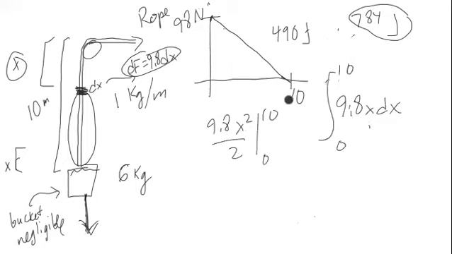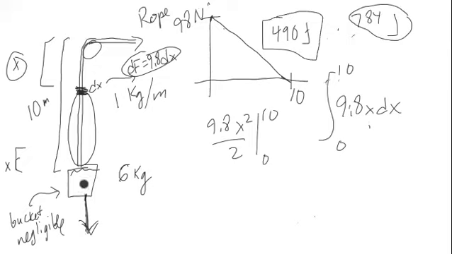Hey, that's exactly what we're looking at over here, because when we have 100, we could think of that as 10 times 10, and that 10 can go to the 9.8 and become 98. 98 times 10 divided by 2. That's the same calculation that we had for this triangle. So we have 490 joules. We wanted to illustrate that in this case, we can get it that way.